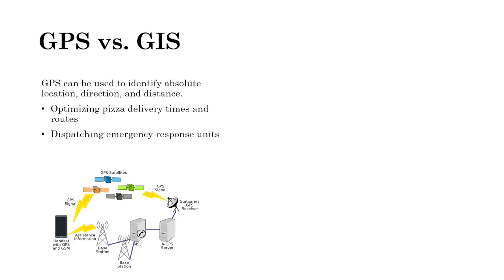GPS versus GIS. A GPS like the one in your phone right now can be used to identify absolute location, direction, and distance. It can optimize pizza delivery times and routes. It can dispatch emergency response units. It can track tagged wildlife. It can get you from place to place where you don't know where you need to go.